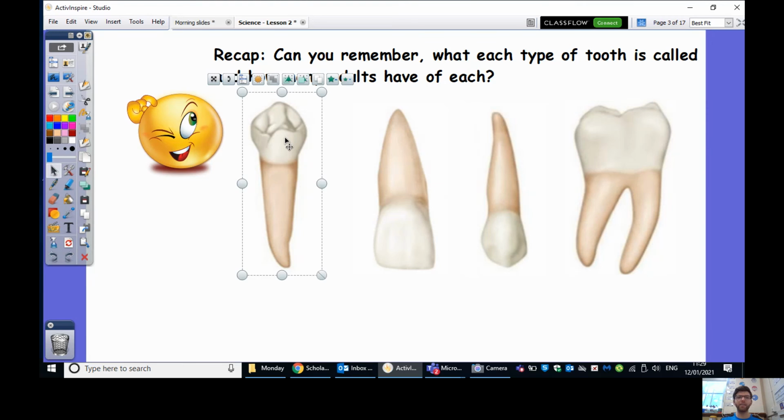Then we move on from canines. We go a bit further back and we have this type of tooth here. And again, hold that in your head. What is that type of tooth called? And we're going to call that out in 3, 2, 1.